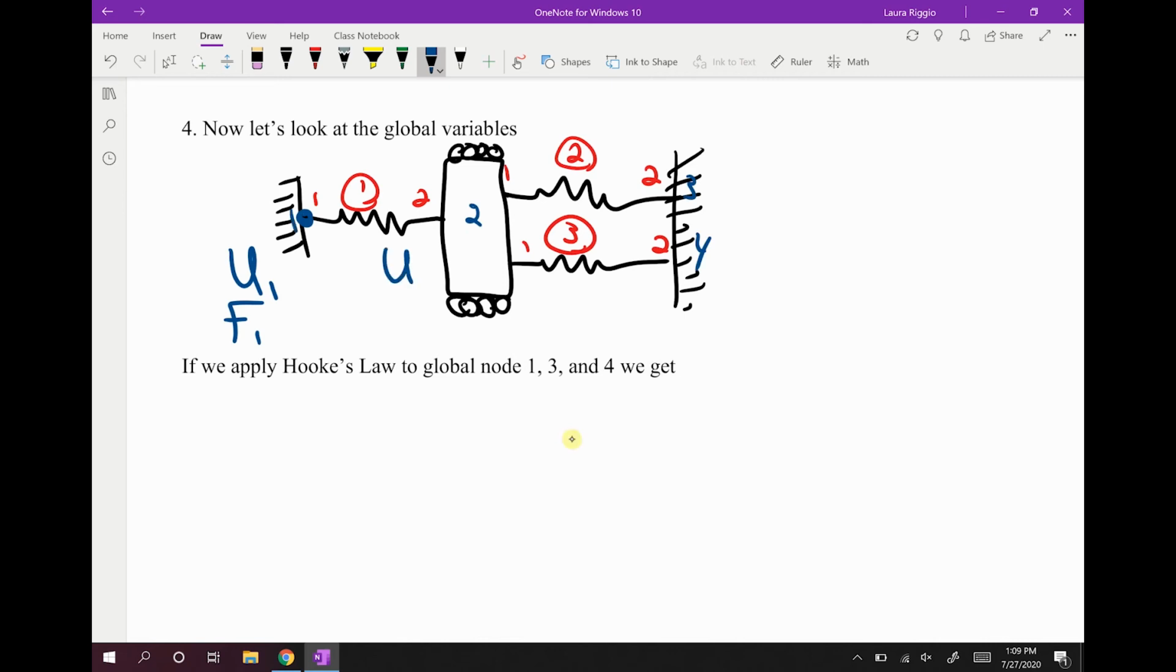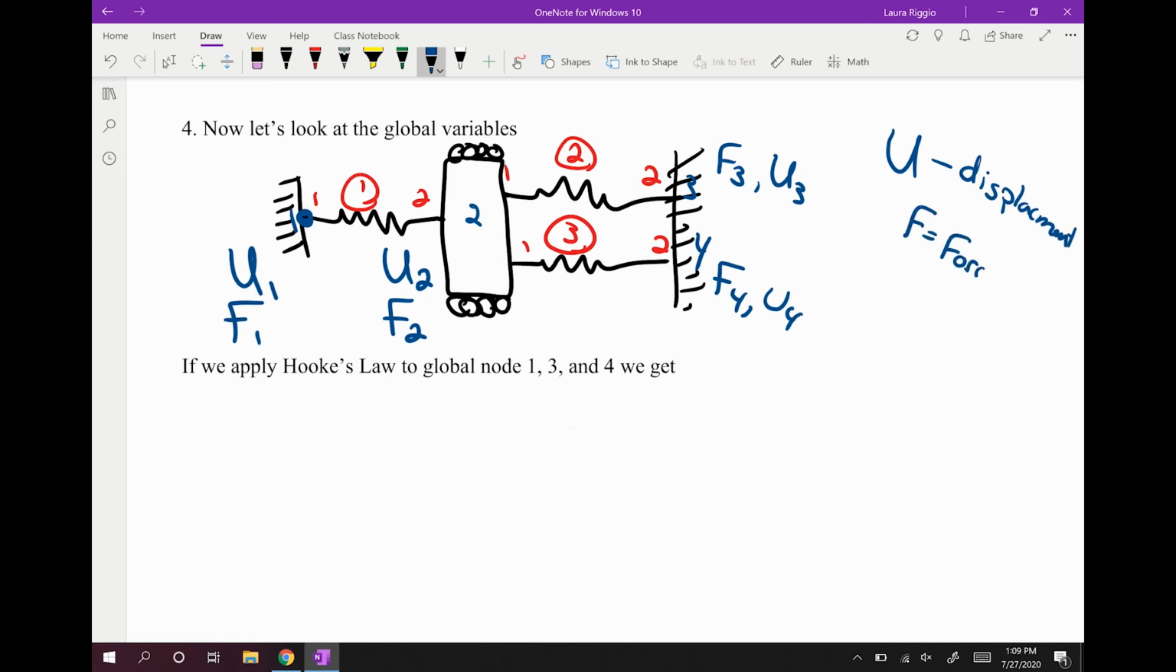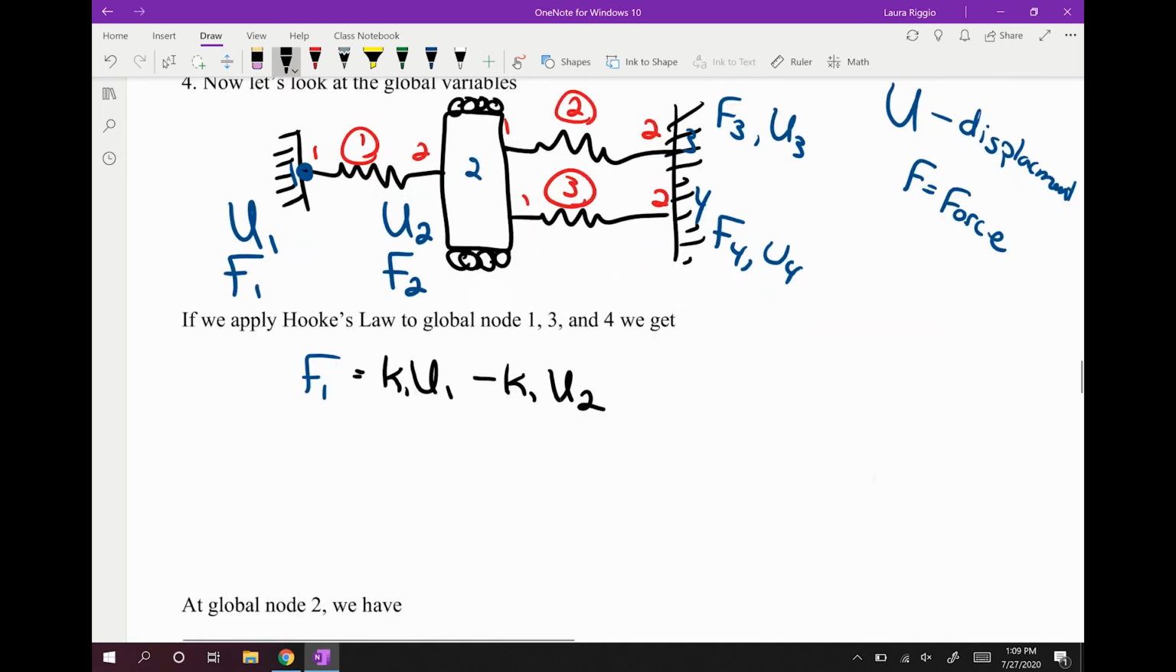I have my global displacement at point 2, my global force, and I have it at point 3, and I have it at point 4. U is displacement, F is force. So if we apply Hooke's law on the global level, we would get that our force at node 1 is equal to our spring constant times our displacement at node 1 minus our spring constant times our displacement at node 2.